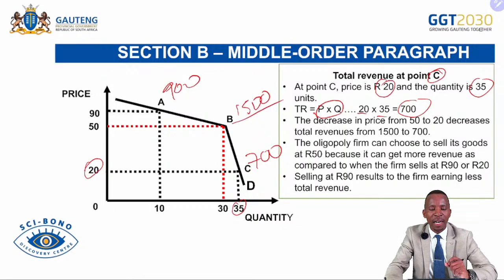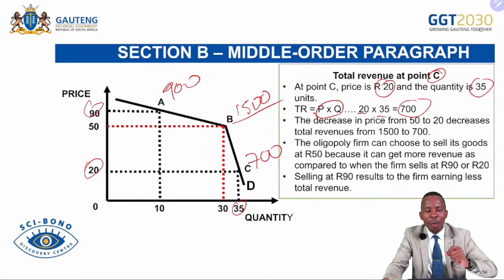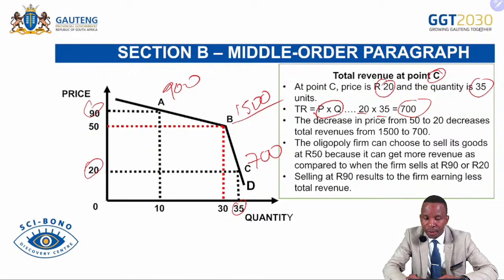Why will the firm be reluctant to either increase the price or decrease the price? The firm will not be willing to sell at 90 rand, and will not be willing to sell at 20 rand. Why? Because the best combination is point B, where the firm is selling at 50 rand and selling 30 units. That's when the firm maximizes its total revenue, which is 1,500. The decrease in the price from 50 rand to 20 rand decreased total revenue from 1,500 to 700 rand.